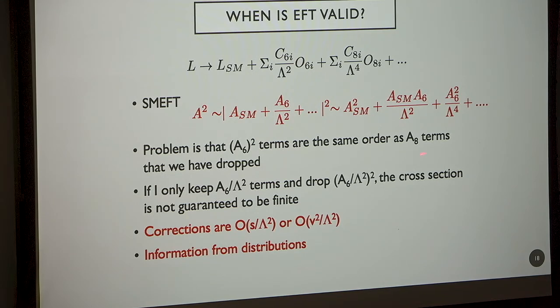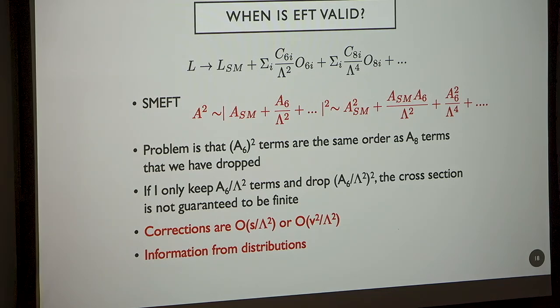On the other hand, if I include this piece, the A6 squared over lambda to the 4th piece, well, now I'm calculating an amp squared, and it's positive, guaranteed to be positive definite, but now the observant here will say, this is 1 over lambda to the 4th, and these dim8 pieces that I threw out, they're also 1 over lambda 4. So really, guys, it's not fair to keep these guys and leave these guys out. Okay, so that's the argument.